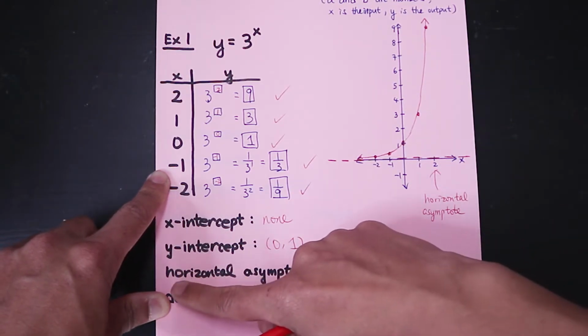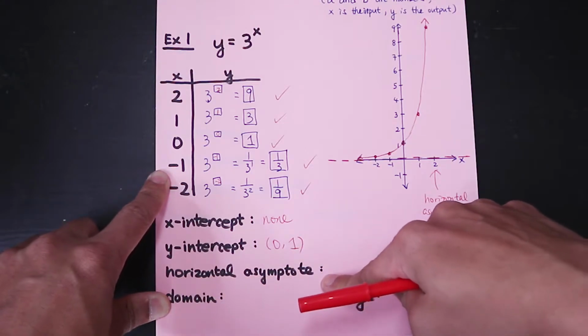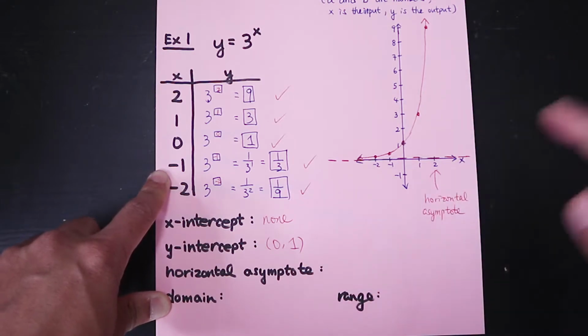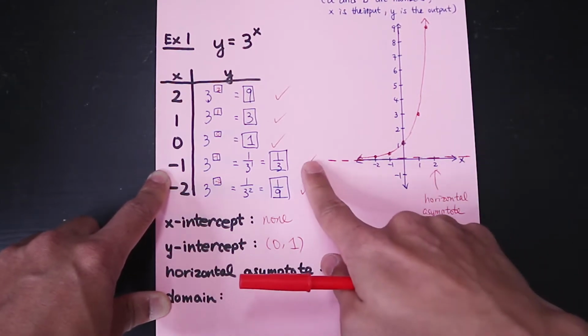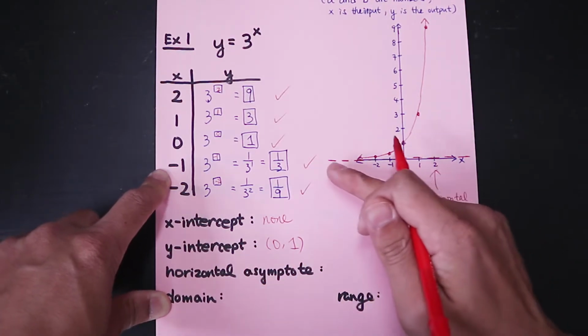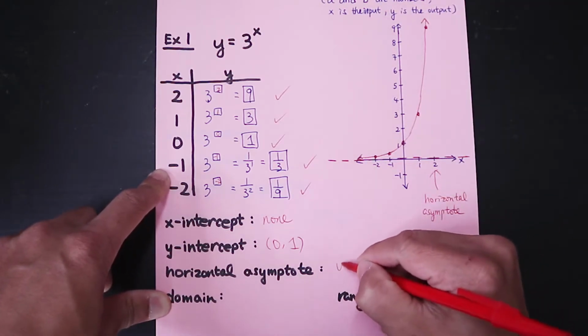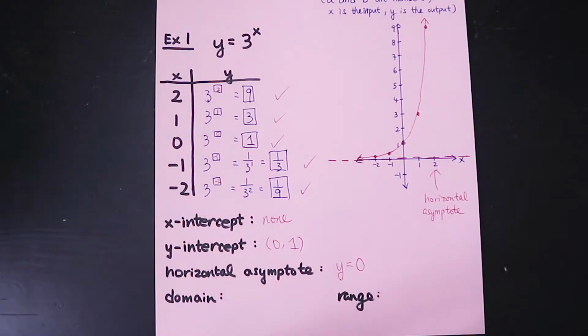Okay. Now the equation of a horizontal asymptote, remember, back in topic 3 or topic 2, the equation of a horizontal line is always y equals a number. Since this is at ground level, not above and not below, you're going to say y equals 0, like this. And remember domain and range.